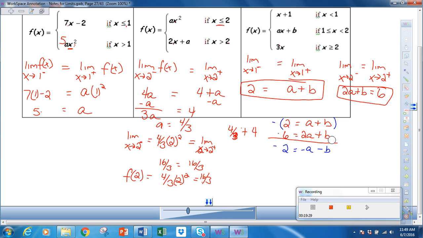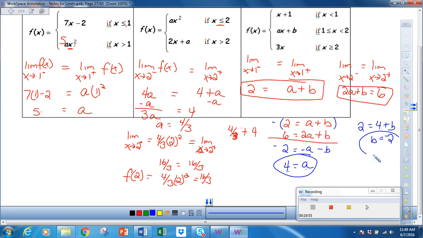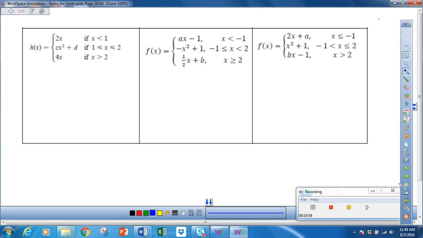All right, so adding those 2 equations together, I get 4 is equal to a because the b is zeroed out. So if I know 4 is a, going back to my original equation, then 2 is equal to 4 plus b. So b is equal to negative 2. So a is 4, b is negative 2. Okay? All righty.